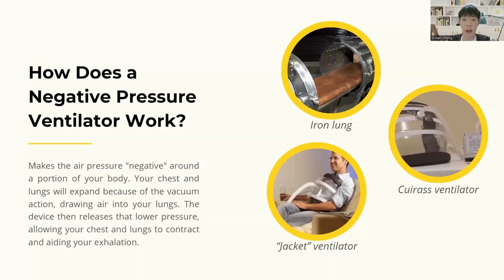In general, an MPV makes the air pressure negative around a portion of your body. Your chest and lungs will expand because of the vacuum action, drawing air into your lungs. The device also releases the lower pressure, allowing your chest and lungs to contract and aiding exhalation. Here are some examples of negative pressure ventilators.